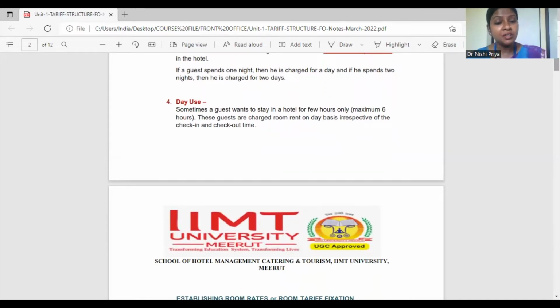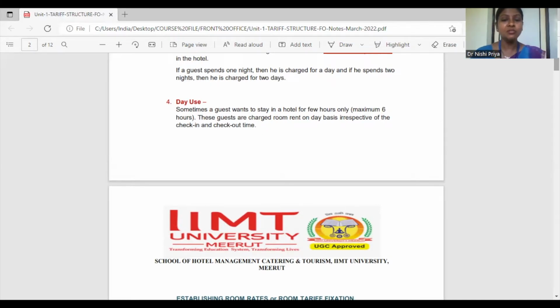Then the fourth way of charging room rent is day use room rent. You might know there are airline guests who fly from one destination to another, and a layover period occurs because of a rescheduled or delayed flight. Then the guest needs to stay for a few hours, a maximum of 6 hours, and has to be accommodated. Sometimes a guest wants to stay in a hotel for a few hours only, then they take the room at the day use room rate. These guests are charged room rent on a day basis, irrespective of check-in and check-out time, right?